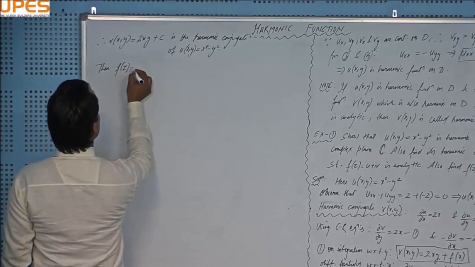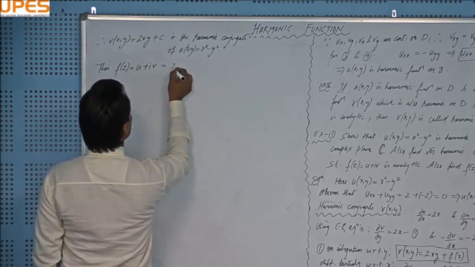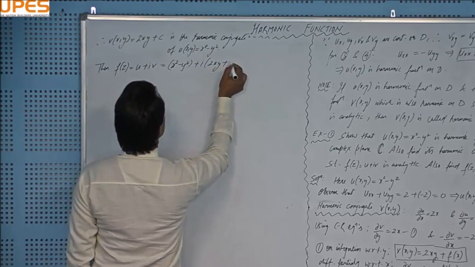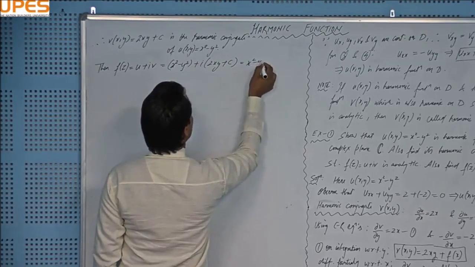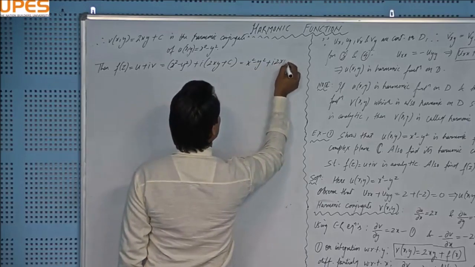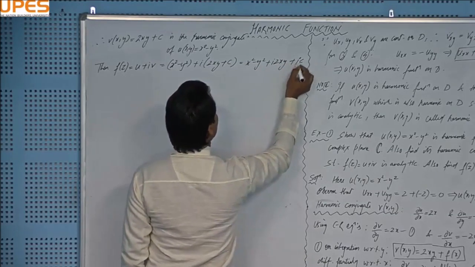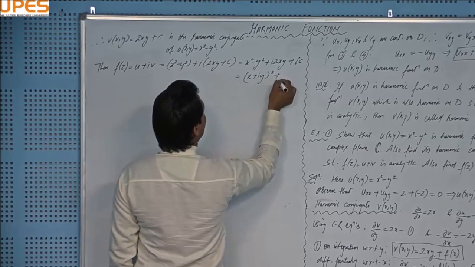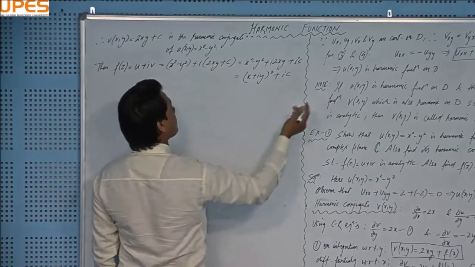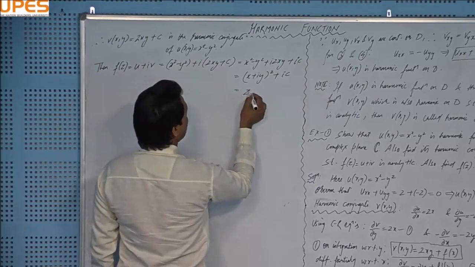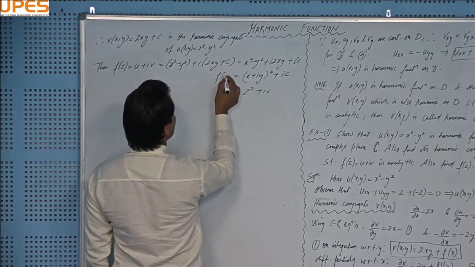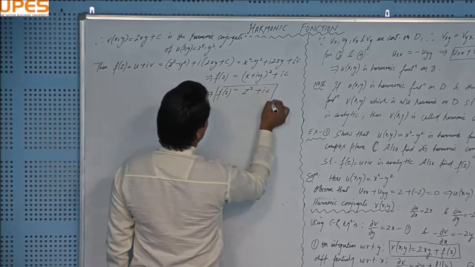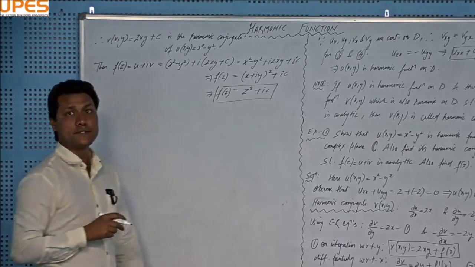Then f z should be equal to u plus iota v, and what is u? U is x square minus y square plus iota times 2xy plus c. So you can write it as x square minus y square plus iota times 2xy plus iota c, right? And this is actually equal to x plus iota y whole square, and this iota c can be written as another constant, or you should write it as iota c, no problem. That will be z square plus iota c. This is f z, right? In terms of z, this is an analytic function, right?